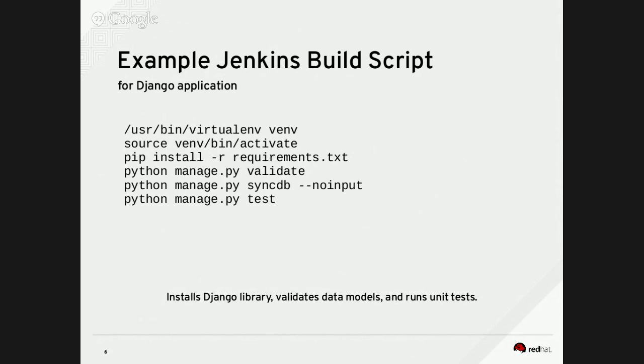So for our example application that we're looking at today, it's the Django polls application. Here is a build script that we run in Jenkins that just does basic testing. I'm going to point out a couple characteristics about the build script, and how this is the one place where I think Docker does make a big difference.